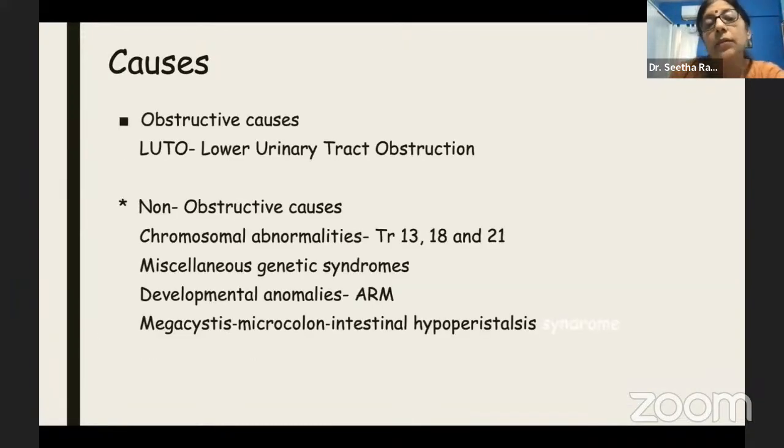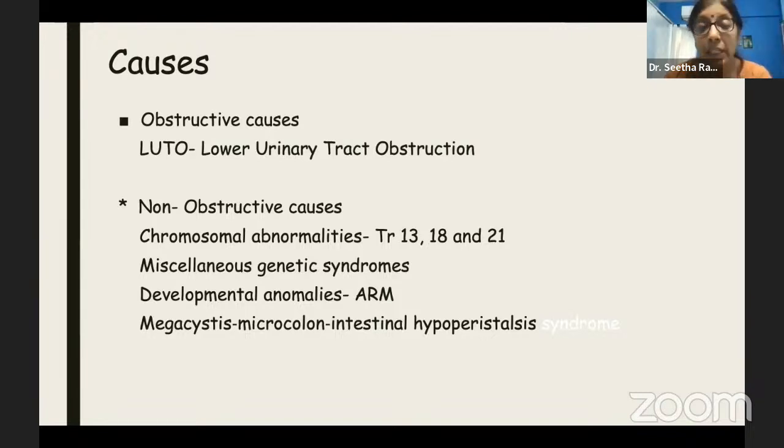Now, what are the causes? As we would say, most common is the obstructive causes, which is the lower urinary tract obstruction. Megacystis usually goes with lower urinary tract obstruction, which is often termed as LUTO. But there can be non-obstructive causes, which are sometimes chromosomal abnormalities like trisomy 13, 18, miscellaneous genetic syndromes, something associated with single gene disorders like HNF1B, BCN2 genes, sometimes associated with developmental anomalies like anorectal malformations and cloacal malformations, especially in the fetus, as Dr. Ramani Madam was saying. And of course, with some sort of smooth muscle disorder, like megacystis microcolon intestinal hypoperistalsis, where all of these have problems and cause megacystis.